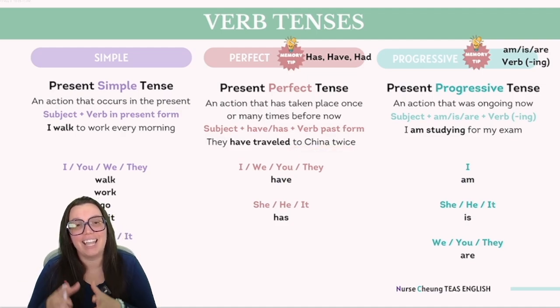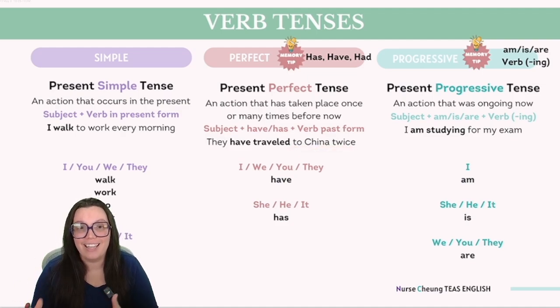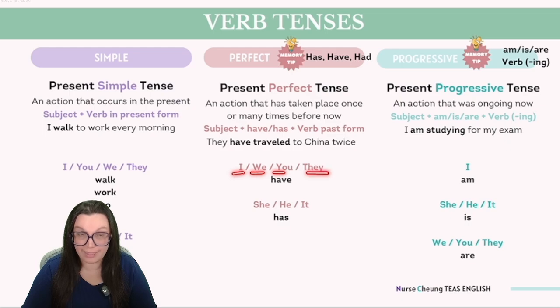This sentence indicates that the action of traveling to China has happened in the past and is relevant to the present. Typically, when the subject is I, we, you, and they, we're going to use have, and when we have the subject she, he, and it, we're going to use the word has.